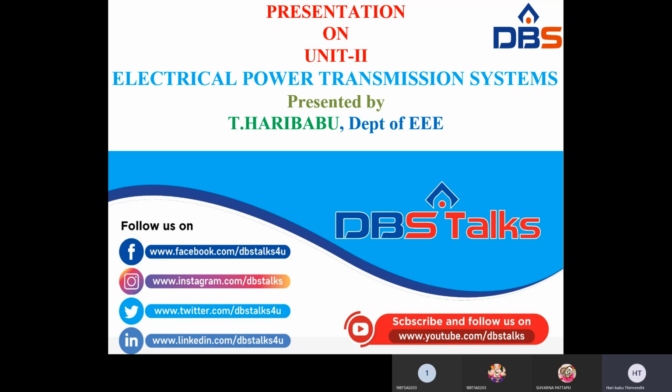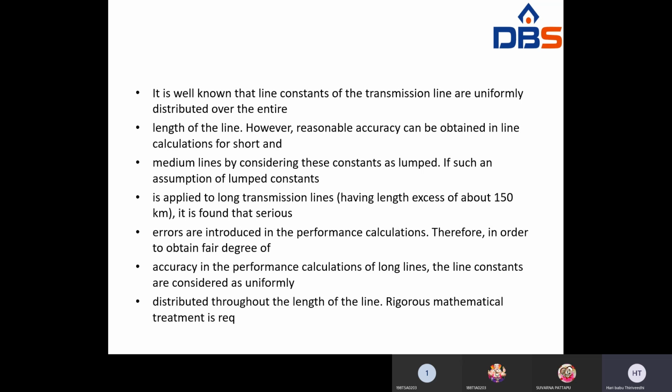So now, first of all, it is well known that the line constants of the transmission line are uniformly distributed over the entire length of the line. Why? Because it is a long transmission line, right? For long transmission lines, we have to calculate the line resistance and reactance. All are uniformly distributed, whereas in the medium transmission line it is a lumped network, but here they are uniformly distributed over the entire length of the line.